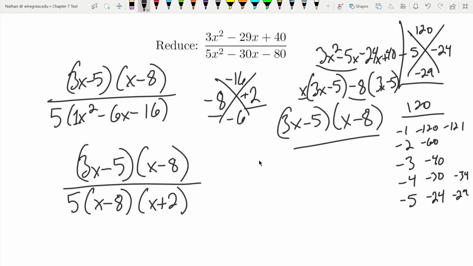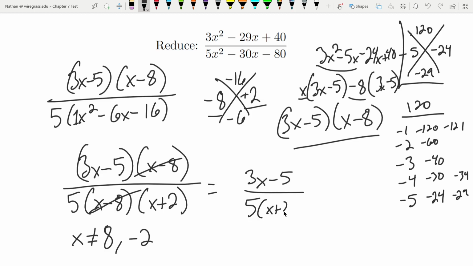Okay, and now we can cancel common factors. I can see I have an x minus 8 on top and bottom. You should actually make a note here of when the denominator equals 0. That happens when this equals 0, which is going to be x cannot equal positive 8. 8 minus 8 is 0. And negative 2 from here. So with that done, now we can cancel those. And our statement is 3x minus 5 over 5 times x plus 2, where x does not equal 8 or negative 2. That's the full solution.